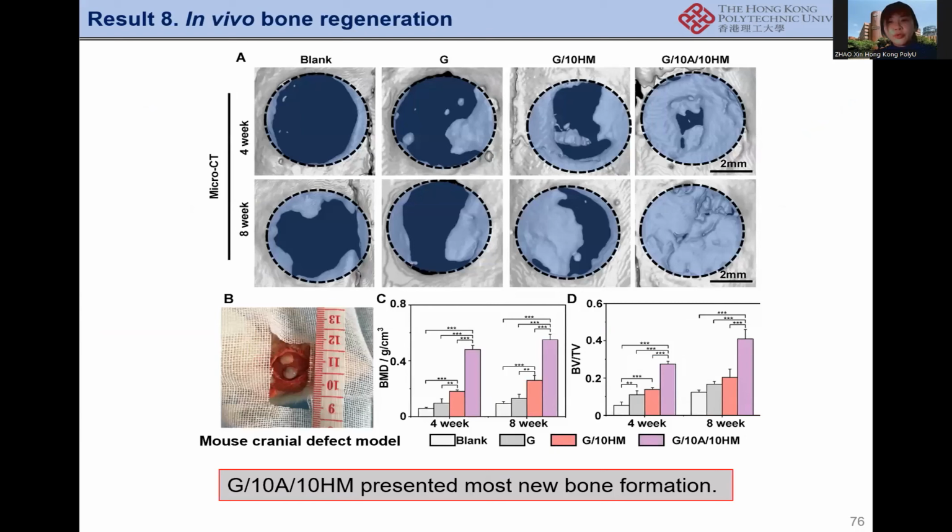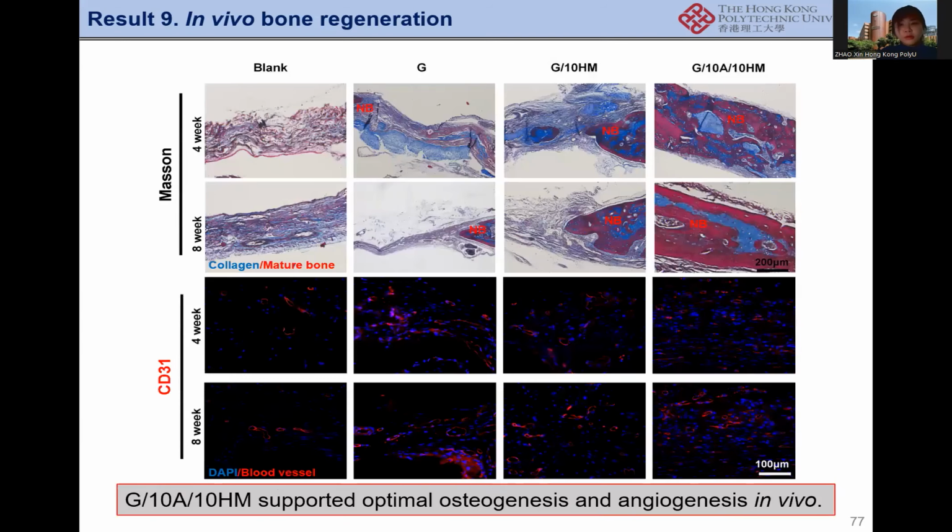And then we apply these materials on the mouse cranial defect model to see if the materials can support bone regeneration. We can see that when we are adding the L-arginine and the calcium, they can support better bone regeneration. And we also examine how well the materials can enhance angiogenesis. We can see that these red circles indicate the blood vessels, and we have more blood vessel formation when we're using these composite electrospun fiber scaffolds.